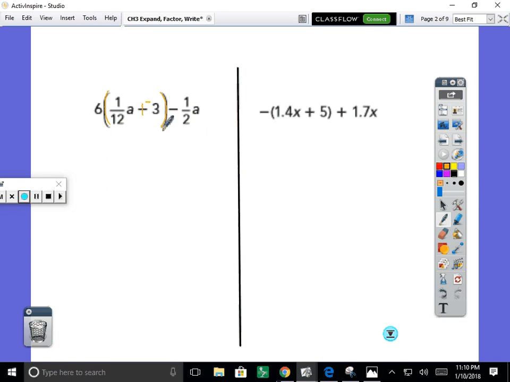Well, next, PEMDAS would tell you to look for exponents. There are none tonight. So next it might tell you to look for multiplication or division from left to right, and in fact, I do have some. If you remember, the 6 that comes right before those parentheses or that group tells me to distribute, or expand if you will. Multiply times both of the terms, or all of the terms, depending on what you have, inside.